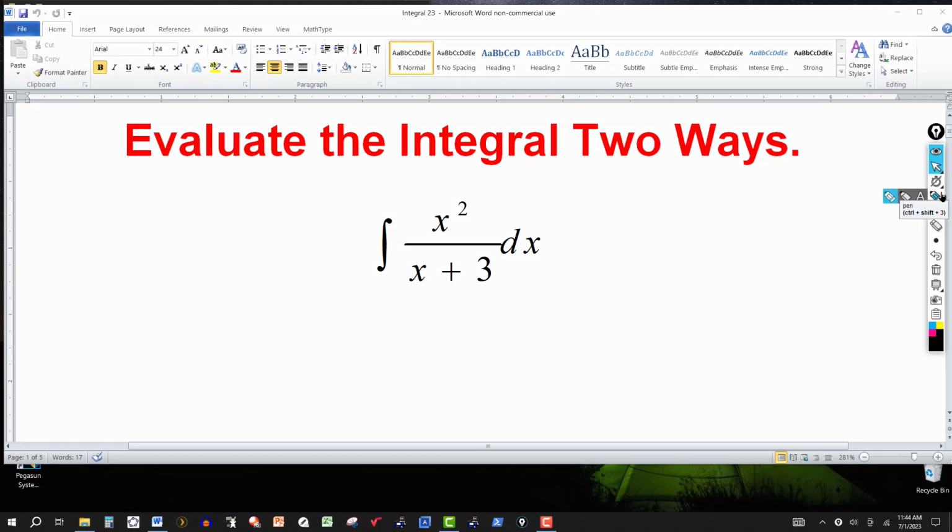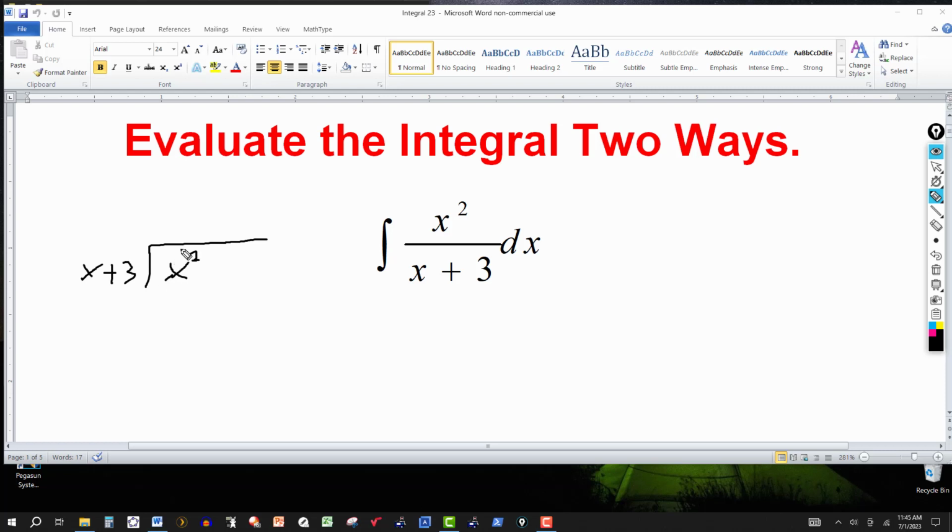So the integrand in this one is a rational expression, and it's not in simplified form. The degree of the numerator is larger than the degree of the denominator. So the first method I'm going to use here is I'm going to simplify this. Use long division, divide the numerator by the denominator.